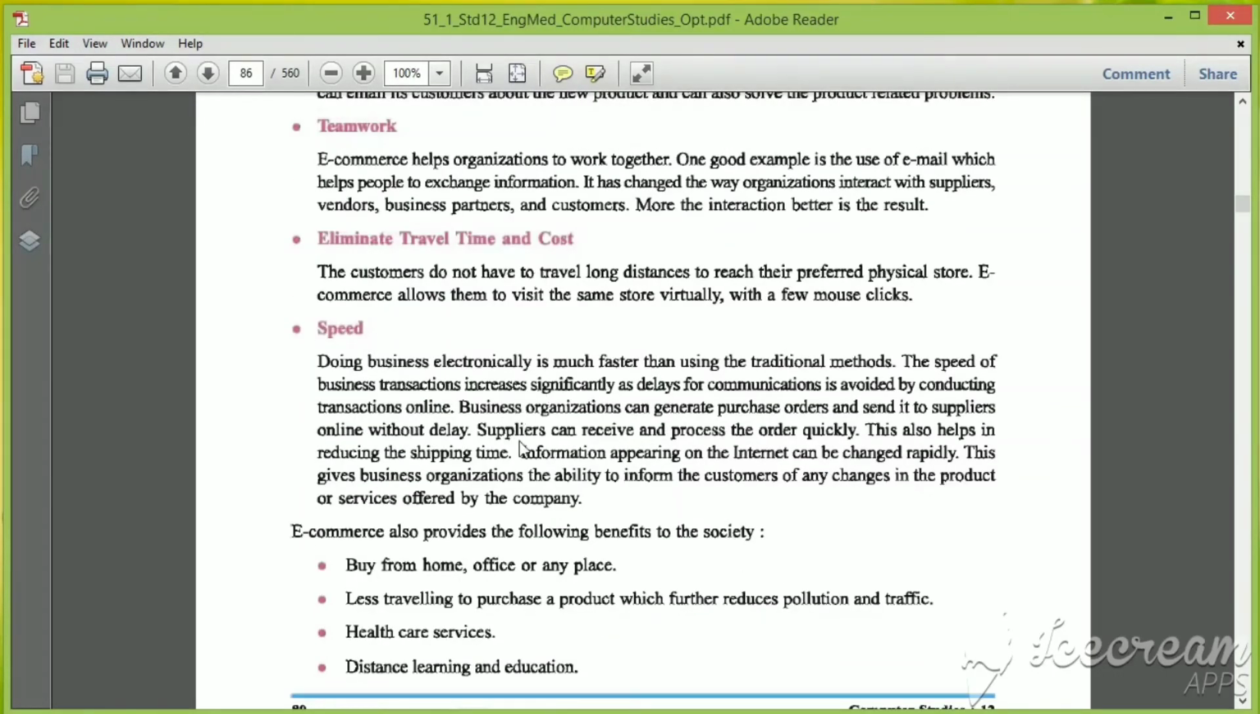Speed. Doing business electronically is much faster than using the traditional method. The speed of business transactions increases significantly as delay for communication is avoided by conducting transactions online. A business organization can generate a purchase order and send it to its supplier online without delay. Suppliers can receive and process the order quickly. This also helps in reducing the shipping time. Information appearing on the internet can be changed rapidly. This gives the organization the ability to inform customers of any change in the product or service offered by the company.